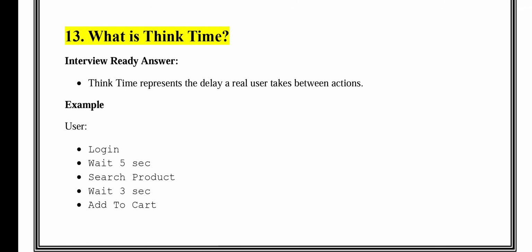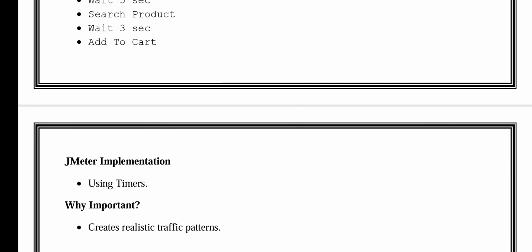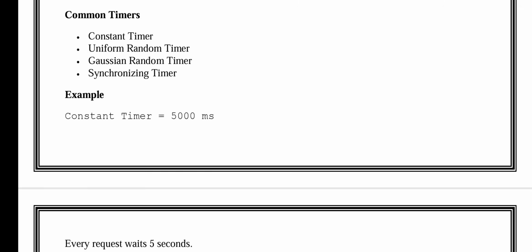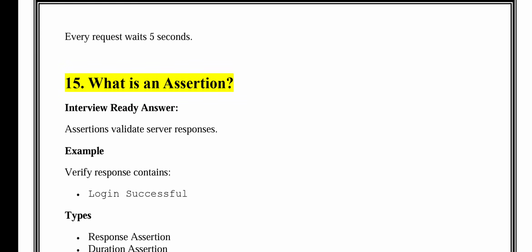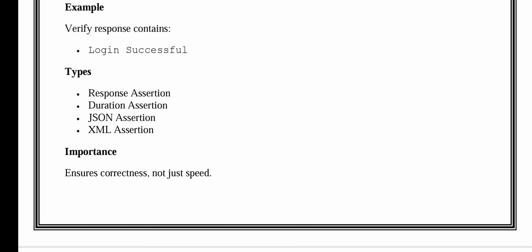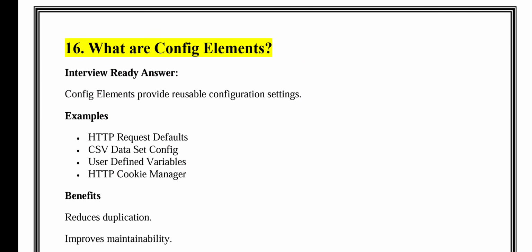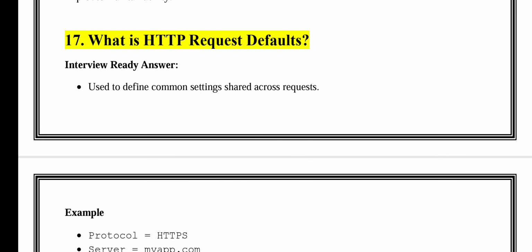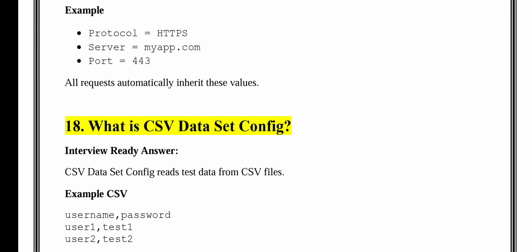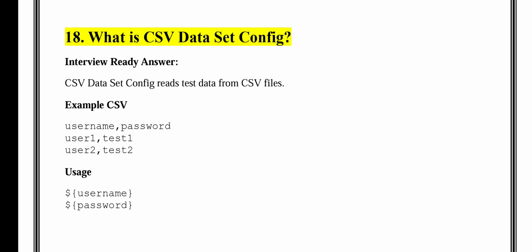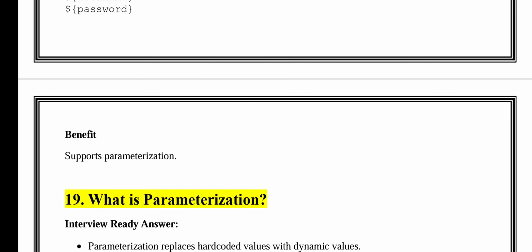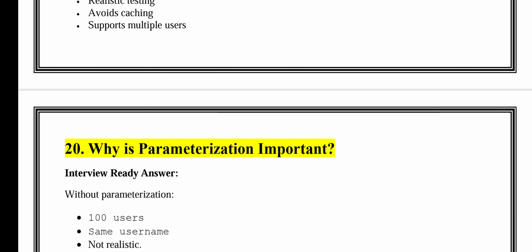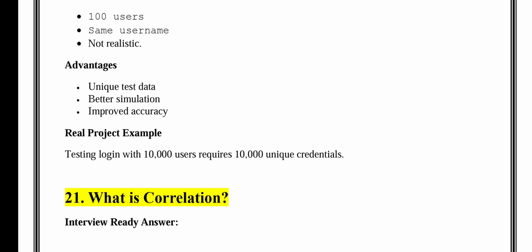What is a think time? What is a timer? What is an assertion? What are config elements? What is HTTP request defaults? What is CSV dataset configuration? What is parameterization? Why parameterization is important?